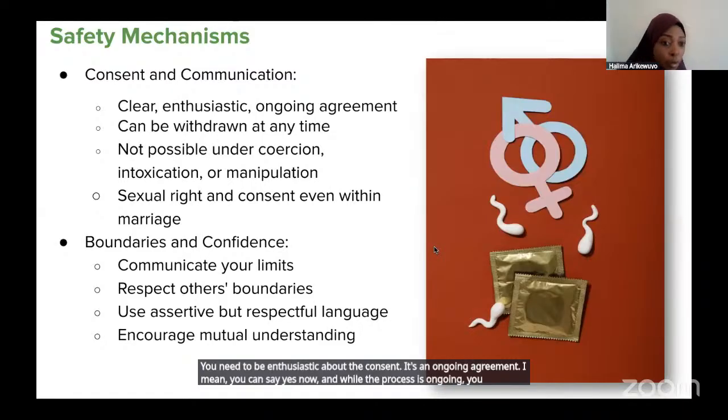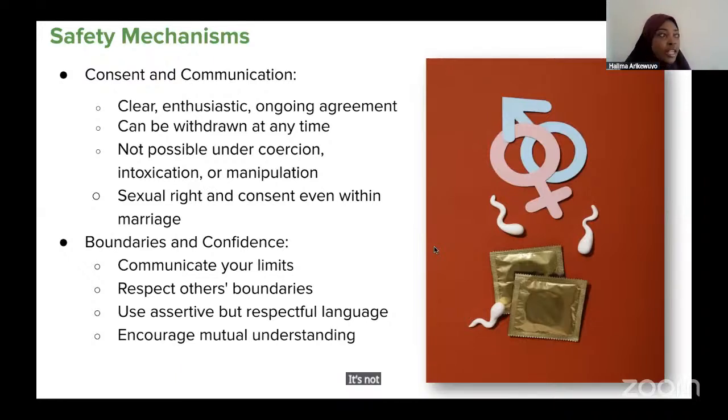know what, I need to turn back. I need to make another decision. I'm not going again. It is normal for you to change. It's not for you to say, oh, because she said yes before and that's it. Consent could change. It's an ongoing agreement, not possible under coercion.